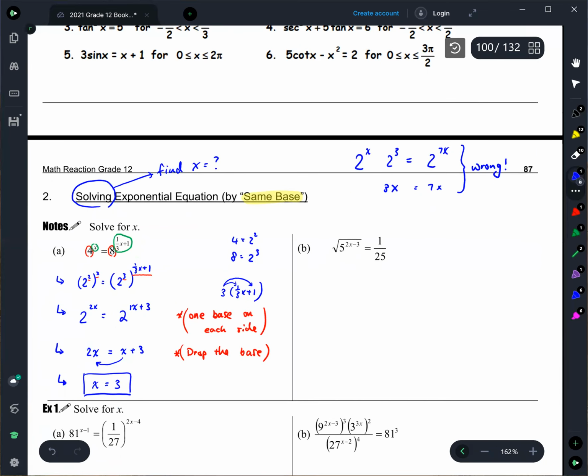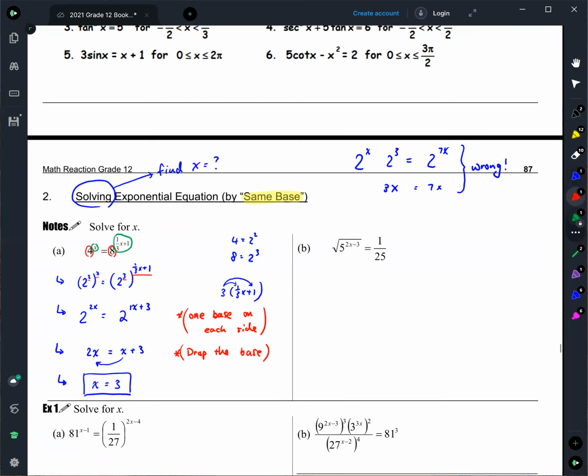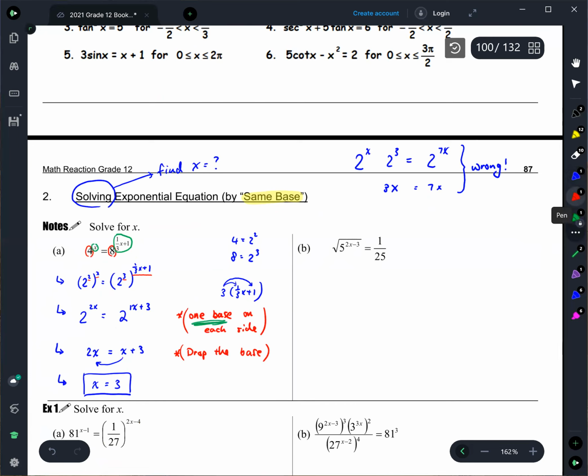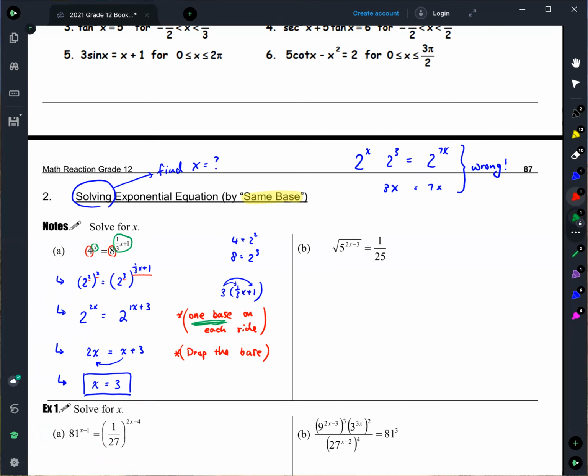Make sure you have one base on each side before you drop. Okay, and it has to be the same base. One side is 2, the other side has to be base of 2 as well.